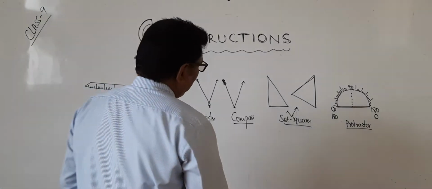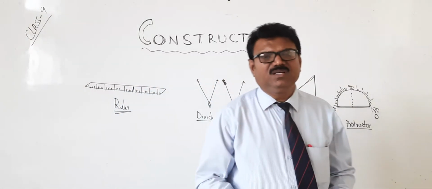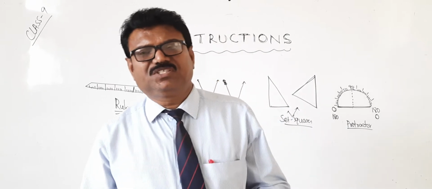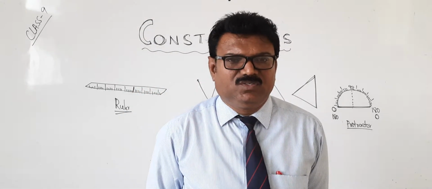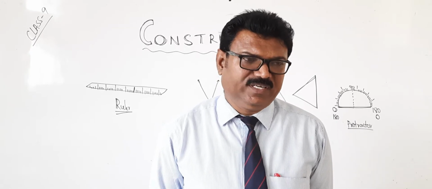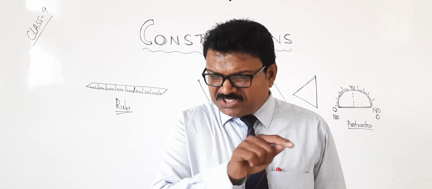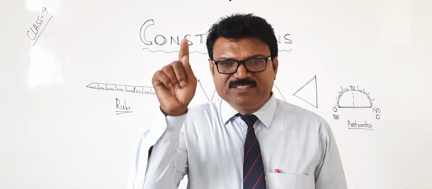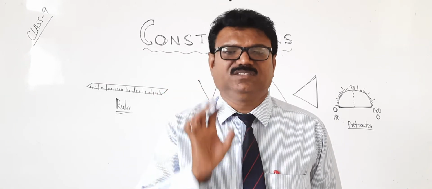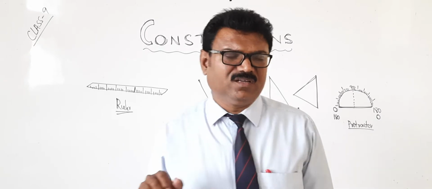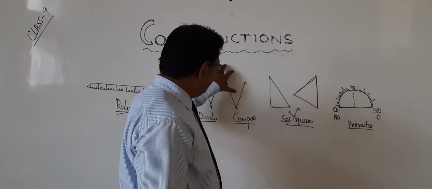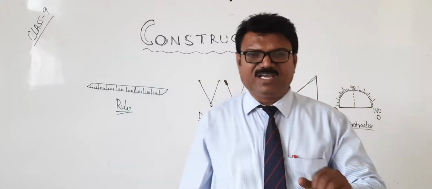So we used to draw them roughly. For example, construct a square, otherwise draw a square of 10 centimeters. So just roughly we used to take 10 centimeters and we used to draw a square. But here in these constructions, actually what is the meaning of geometrical construction?